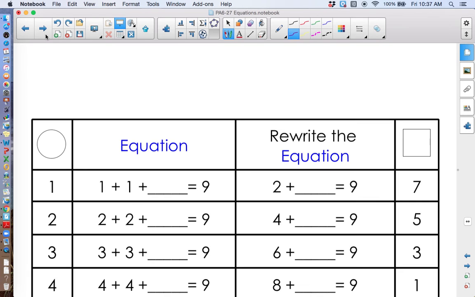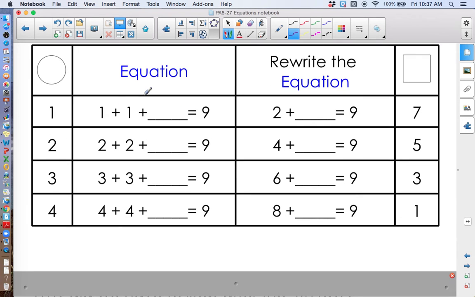We just did those. Okay. So I like this one. 1 plus 1 plus a blank number equals 9. So this is still an equation. We're just working with more numbers. So if I have a 1 plus a 1, I get 2. So 2 plus what number is going to give you 9? 7. 2 plus blank equals 9.